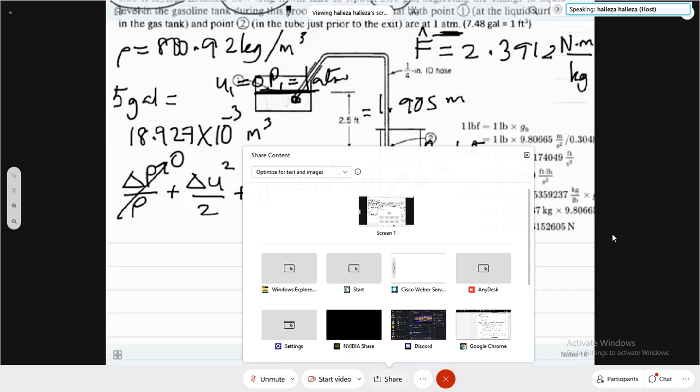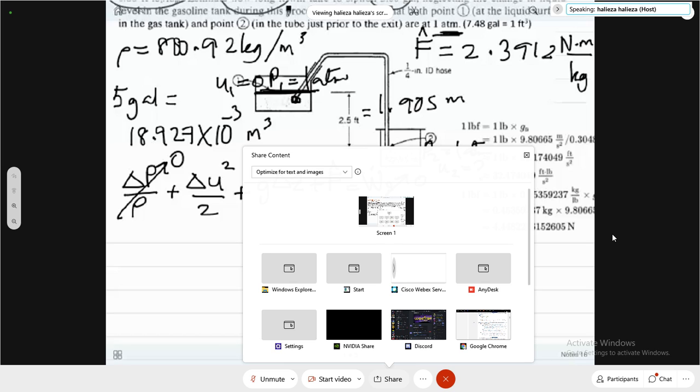U2, you don't know. That's the value you need to calculate. Once you manage to get U2, then you can find the time. So let's see, how are we going to solve this? Anybody? Any opinion? Any suggestion?